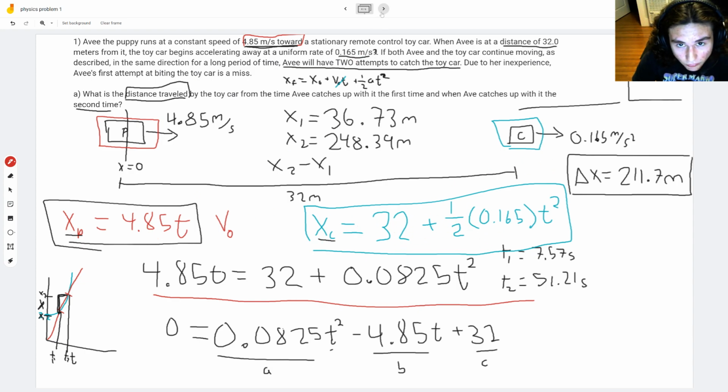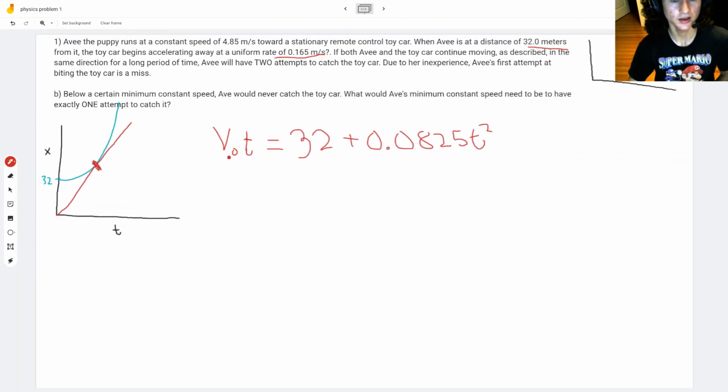But this time, we don't know what the velocity is. We want a velocity initial, velocity final. The velocity is constant, so it doesn't matter. But we want a velocity minimum, so I'll just put min up here to remind us that we want a minimum velocity. And we only want one root. In the last one, we had two roots, but we want one root.